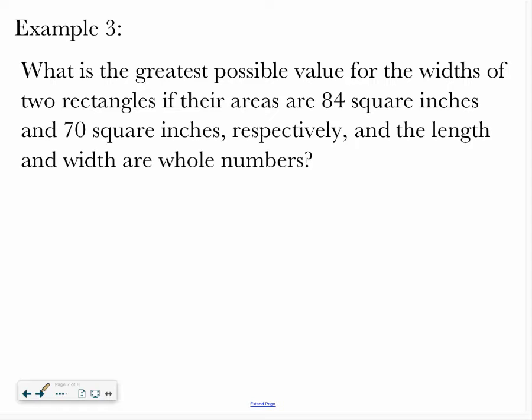And let's look at our final example for today. What is the greatest possible value? Okay, so greatest possible value, when you see that, you should think greatest common factor, okay? What is the greatest possible value for the widths of 2 rectangles if their areas are 84 square inches and 70 square inches, respectively, and the length and width are whole numbers? So basically what we've been doing this lesson is we've been doing greatest common factor. So you should think, I'm probably going to have to find the greatest common factor between the 2 numbers they're giving me.